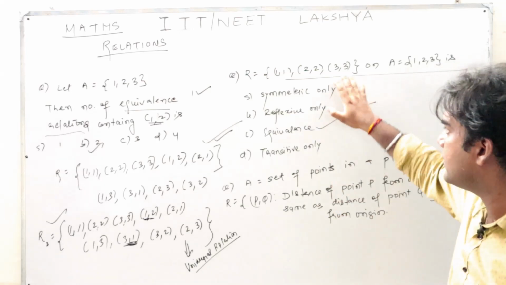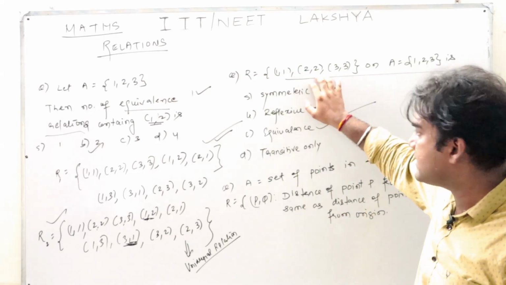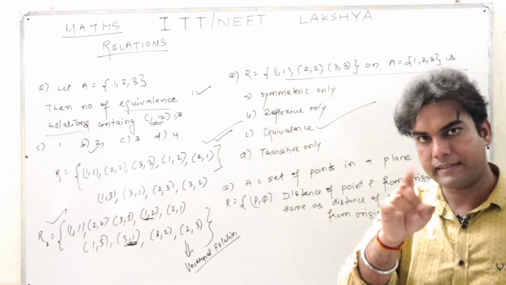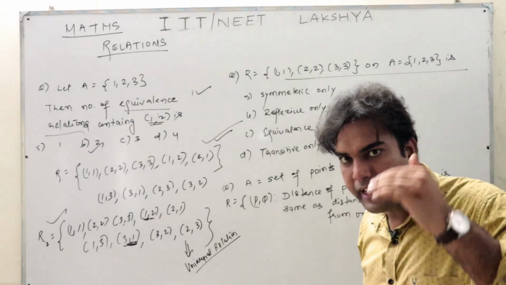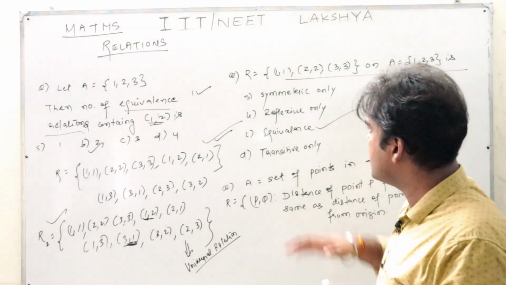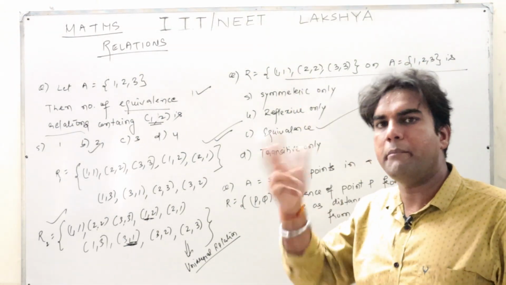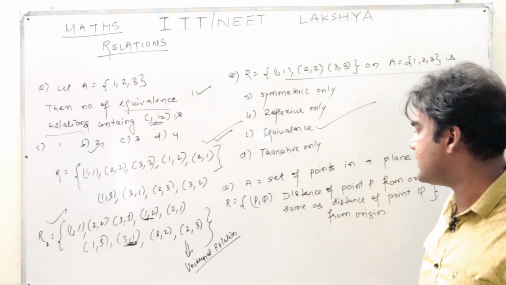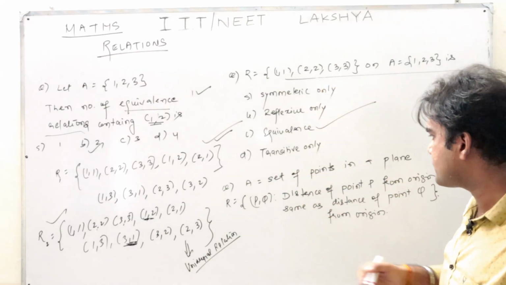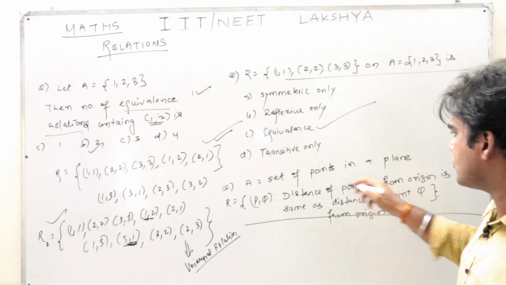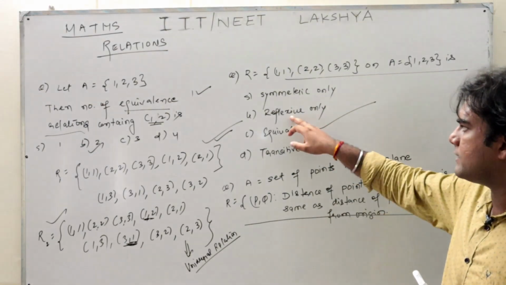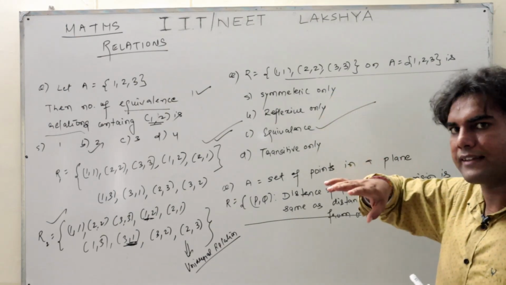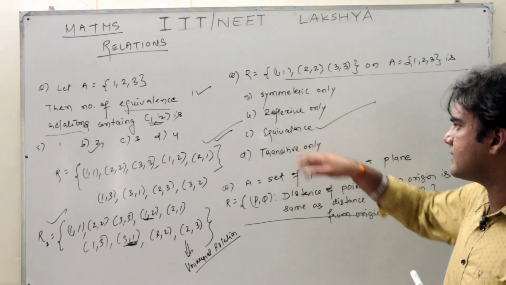I hope it is clear to you. This relation is reflexive, yes. It is symmetric also, because what is the condition of symmetric? If (a,b), then (b,a). Here if (a,b) is not there, then why would (b,a) be there? Similarly transitive also. So it is an equivalence relation. Let us see this question. Why am I not going for this option? Because it is not reflexive only. It is reflexive but not only, it is actually all the three.